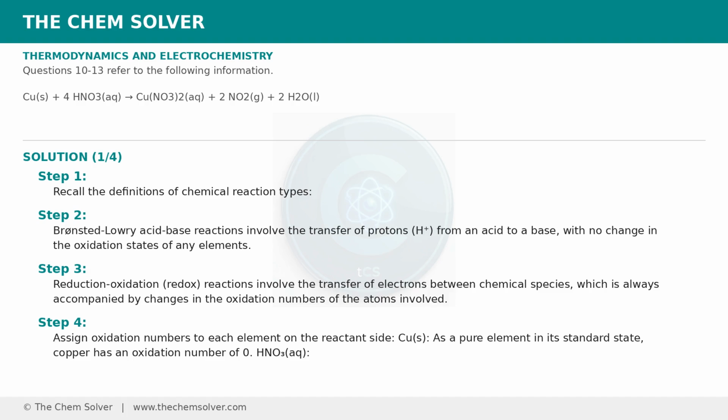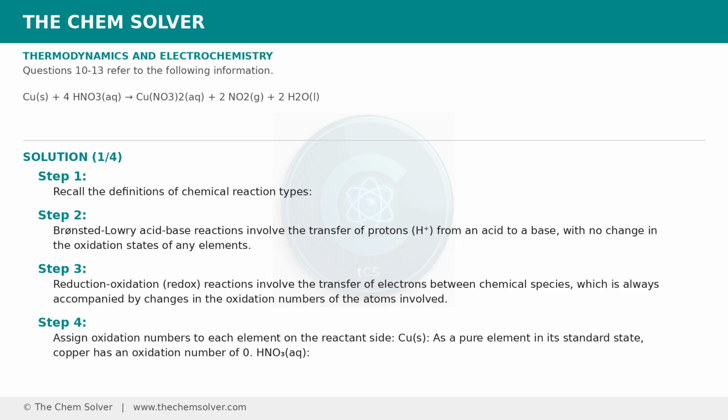Recall the definitions of chemical reaction types. Bronsted-Lowry acid-base reactions involve the transfer of protons, H+, from an acid to a base, with no change in the oxidation states of any elements. Reduction-oxidation, redox, reactions involve the transfer of electrons between chemical species, which is always accompanied by changes in the oxidation numbers of the atoms involved.